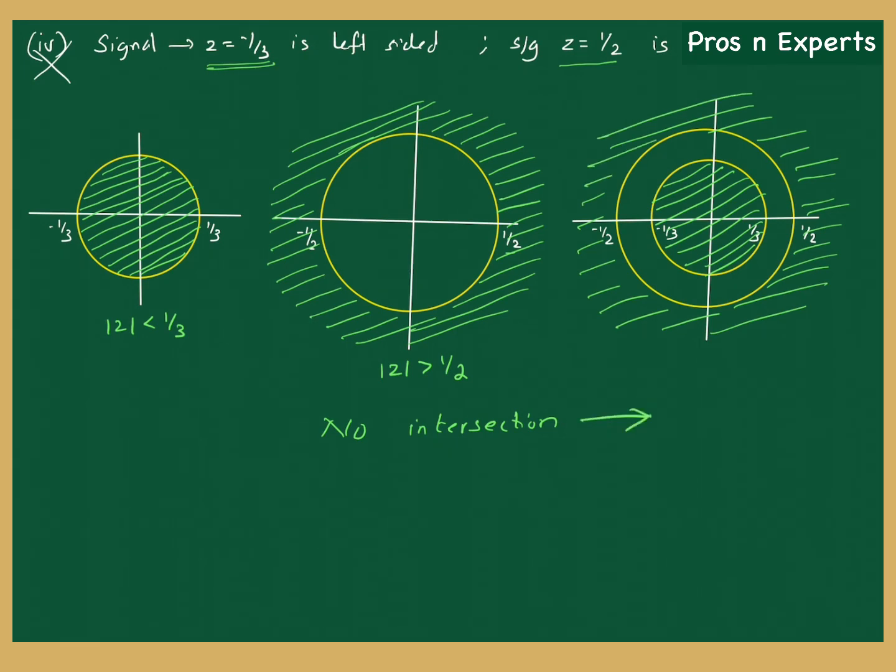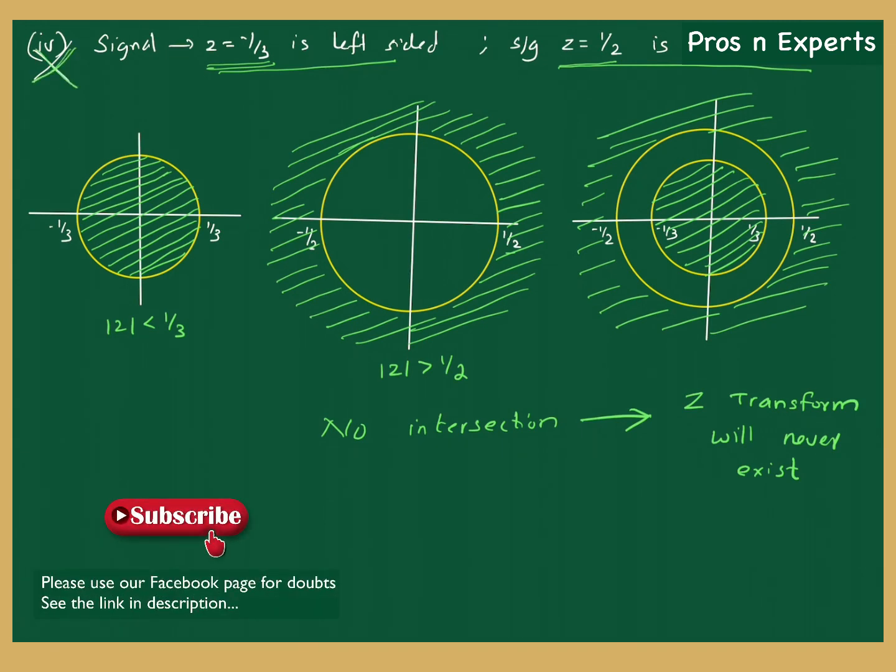That results in a very important result, that the Z transform for such a case will never exist. The Z transform will never exist if we assume that the signal corresponding to this pole is left-sided and z equal to half is right-sided. So this is how we can say this is an invalid condition, an invalid situation. Okay, so the first three answers are valid and this case is invalid. So that completes the answer to this question.